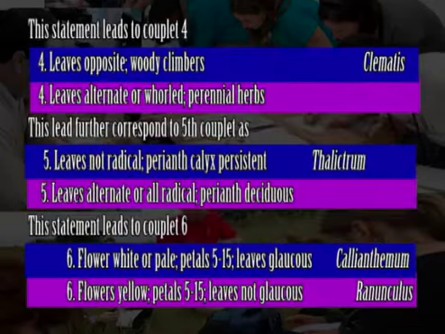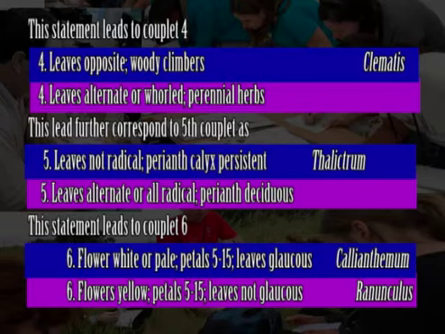This statement leads to couplet 4, which has leads as leaves opposite, woody climbers, which are the characters of Clematis, and the second lead moves as leaves alternate or whorled, perennial herbs. This lead further corresponds to the fifth couplet as leaves not radical, perianth calyx persistent, which are the characters of Thalictrum, and the second lead is leaves alternate or all radical, perianth deciduous.